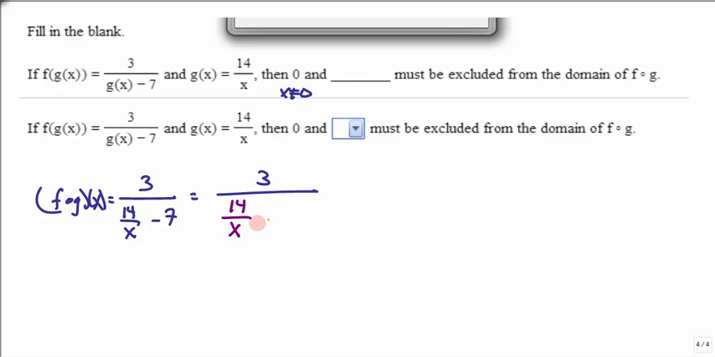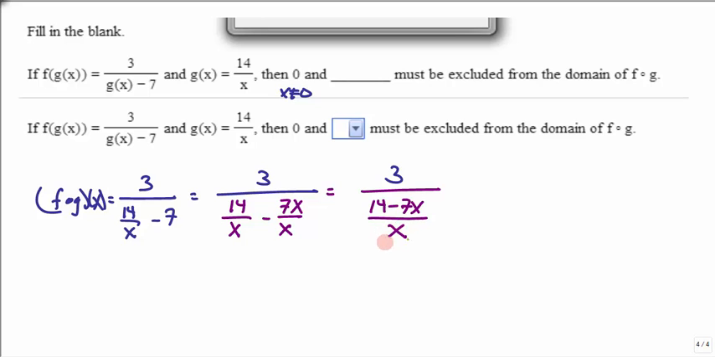Now if we keep simplifying this, however, I need to find a common denominator here. So I have 14 over x minus, this is 7 over 1, but if I want to find a common denominator, I'd multiply top and bottom by x. So this would look like 3 over 14 minus 7x all over x.